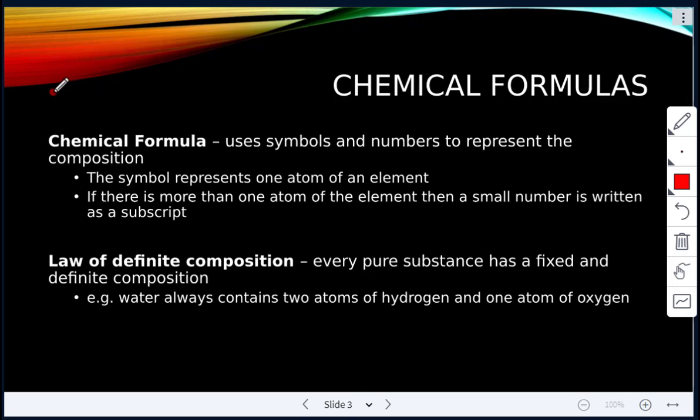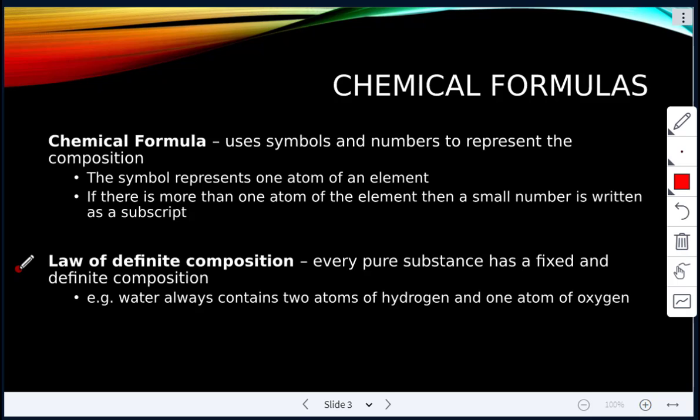So we're going to look at chemical formulas as well as naming. So a chemical formula uses symbols and numbers to represent the composition. So the symbol represents one atom of an element. If there is more than one atom of the element, there's going to be a small number written as a subscript. And recall the law of definite composition, where every pure substance has a fixed and definite composition.